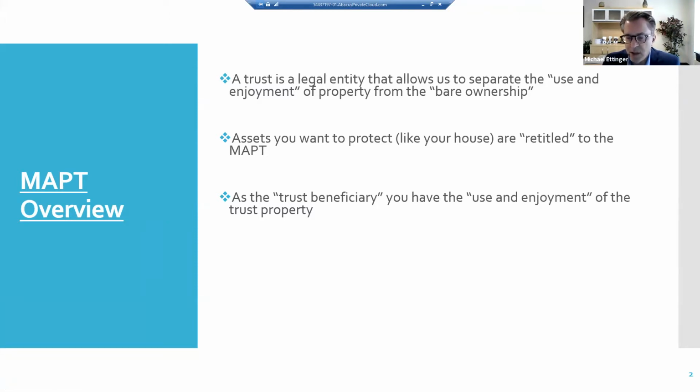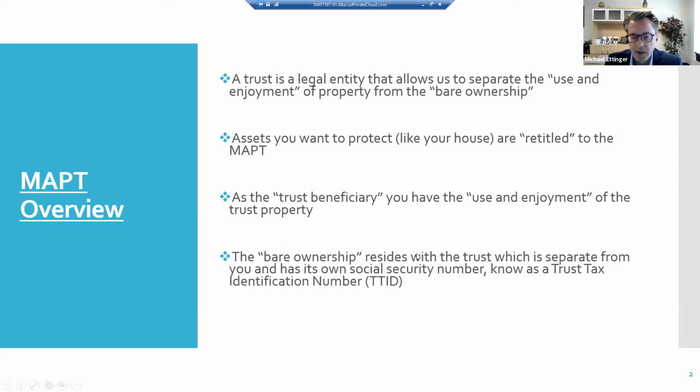It's the same as if you deeded your property, your house, to your children, and reserved the right to live there. You have the use and enjoyment, they have the bare ownership. But essentially, while you have the use and enjoyment, you're not the technical owner. So the bare ownership resides with the trust, which is separate from you. This is the Medicaid Asset Protection Trust that owns the property. It's separate from you. It has its own Social Security number, known as a trust tax ID number, a TTID.